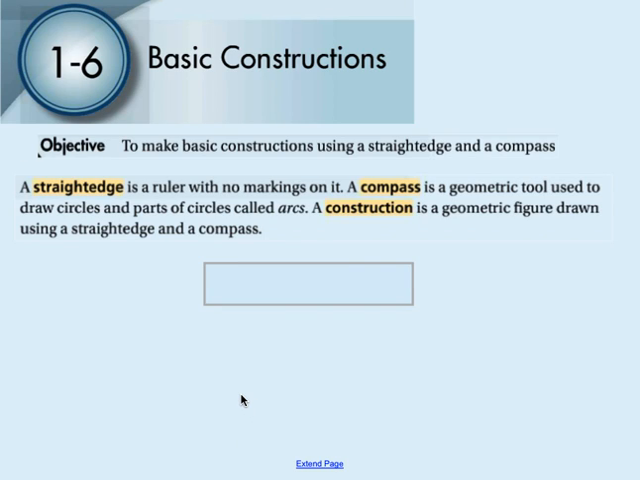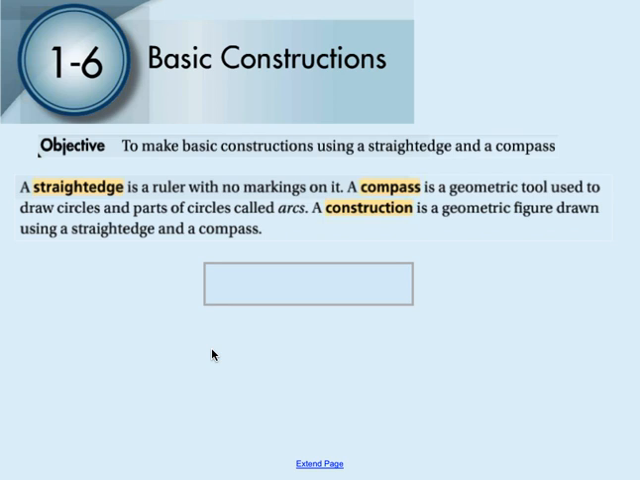This is our first part of lesson 6 in chapter 1, and we are going to start our basic constructions. Our objective is to make constructions using only a straight edge and a compass. A straight edge is basically just what it sounds like, a straight edge. It doesn't have any markings or measurements like a ruler. A compass is what we use to draw circles or arcs. And when we're making constructions, we are only using those two tools.